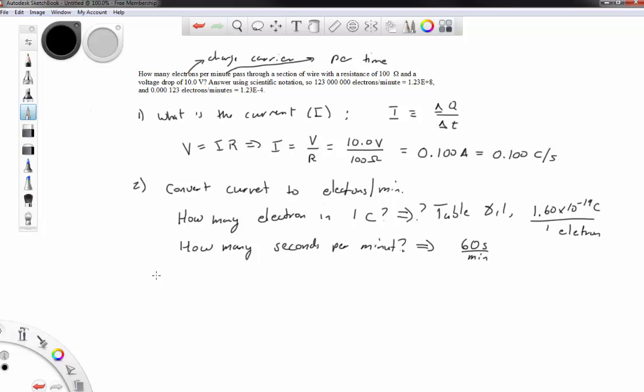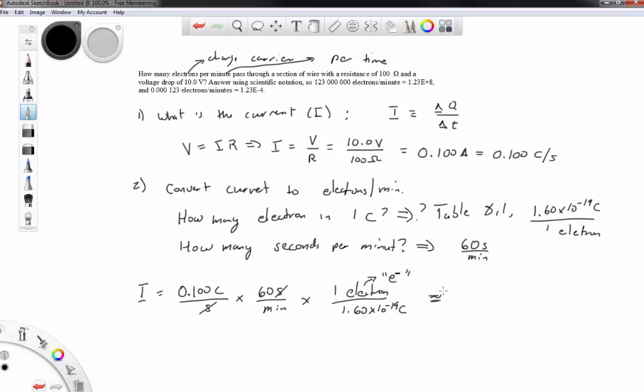So now we need to put it all together. We basically have a current of 0.100 coulombs per second. We need to multiply that by 60 seconds per minute. That's going to eliminate the seconds. Now we need to multiply by electrons per coulomb. So 1 electron per 1.60 times 10 to the minus 19 coulombs. By the way, for these electrons, usually the symbol we use is e minus.